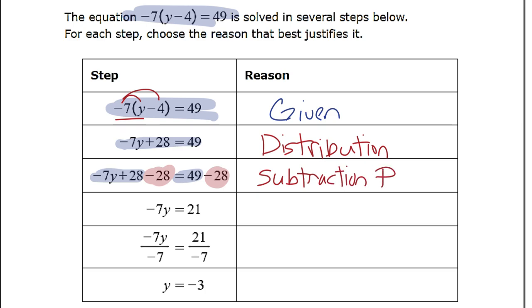And then property of equality. Again, it's a property of equality because we have that equal sign and we're doing it to both sides. We have to balance the left side with the right side. If you have $50 and someone else has $50 and you take away $28 from both of you, you still both have the same amount of money, which is what equal means.